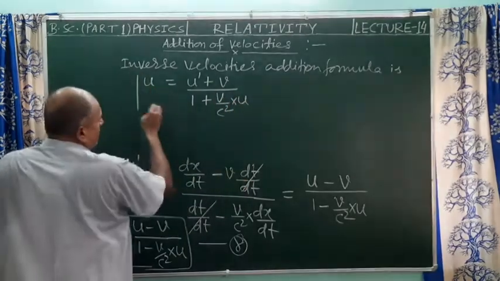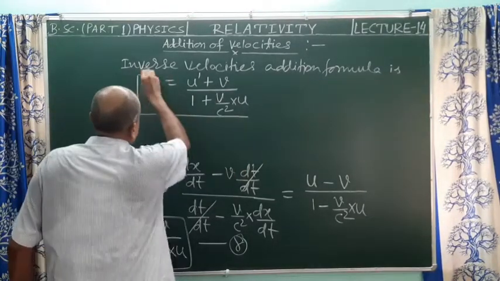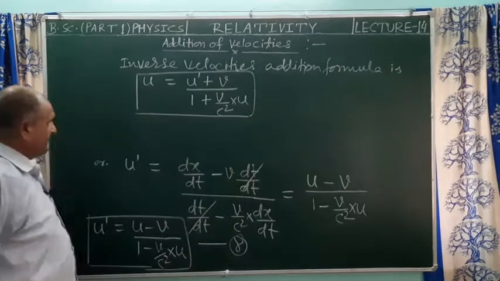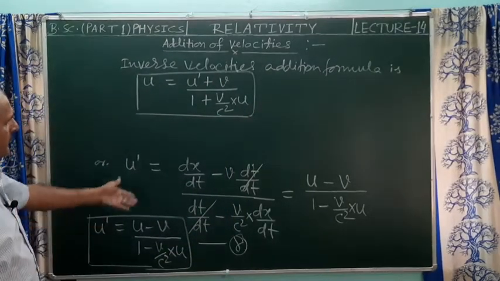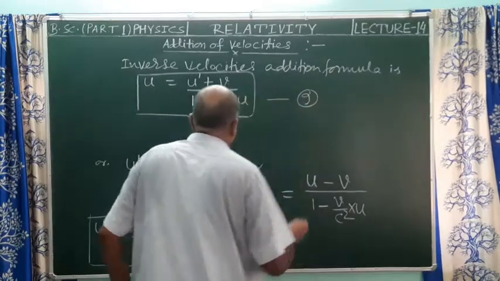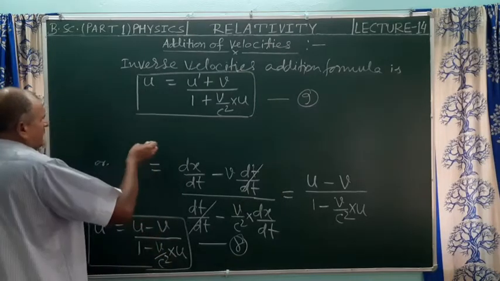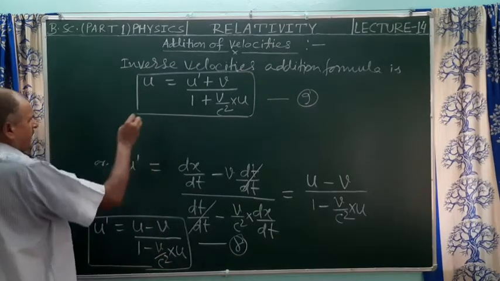This is inverse velocity addition formula, which is obtained from the relativistic formula for addition of velocities. Suppose this equation is 9. Now some discussions regarding this formula.